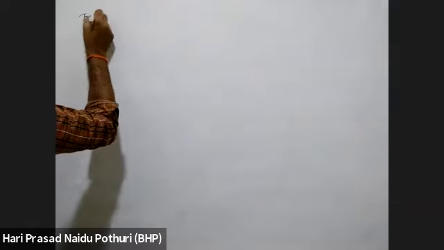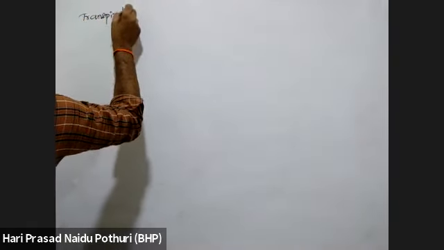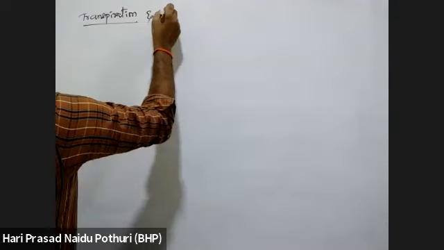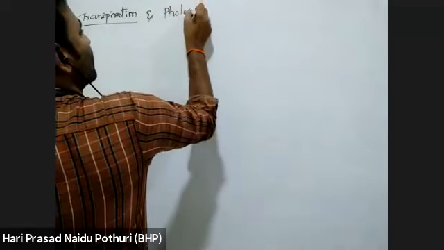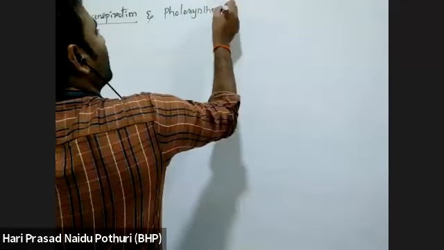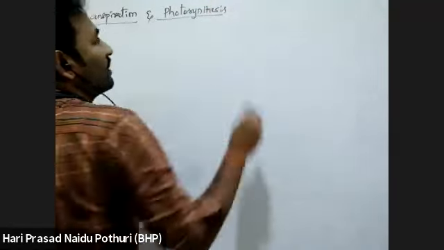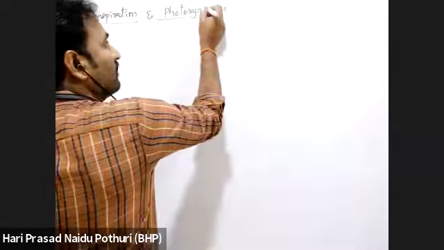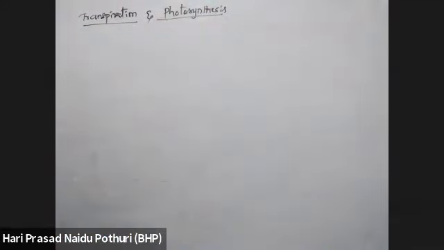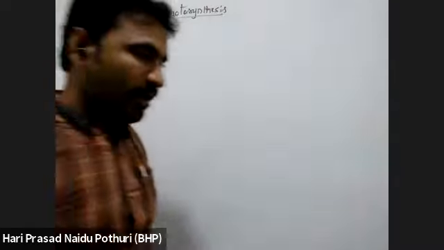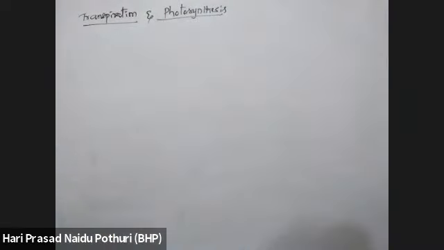Next, transpiration and photosynthesis, how they are interlinked. If you see the relation of water, photosynthesis and transpiration, they are interconnected with each other. How transpiration helps photosynthesis: it has an advantage and a disadvantage also.